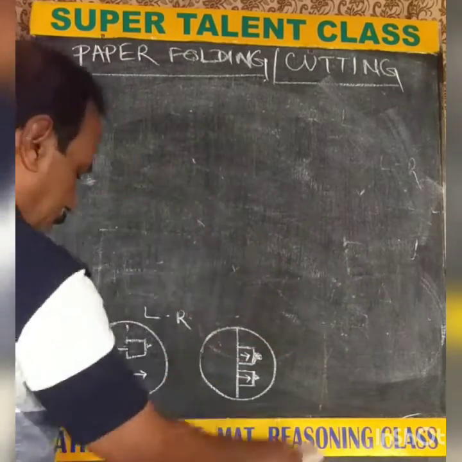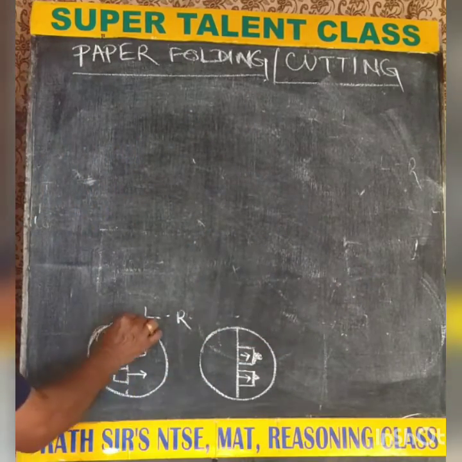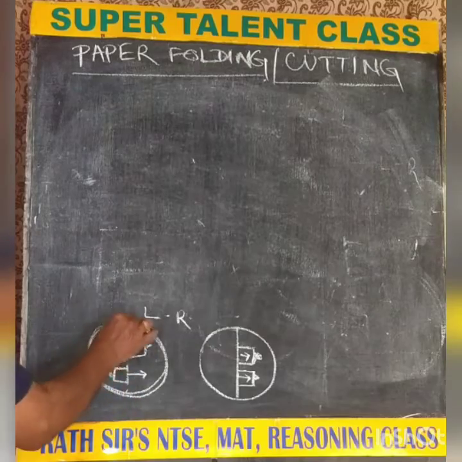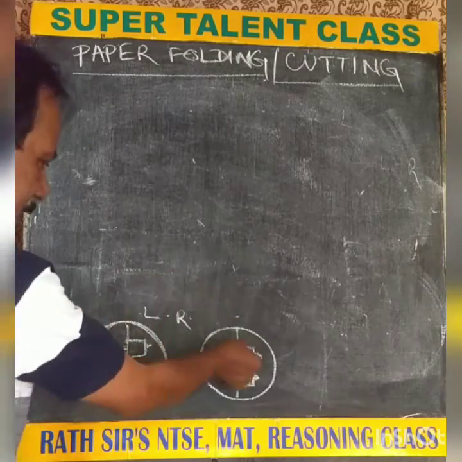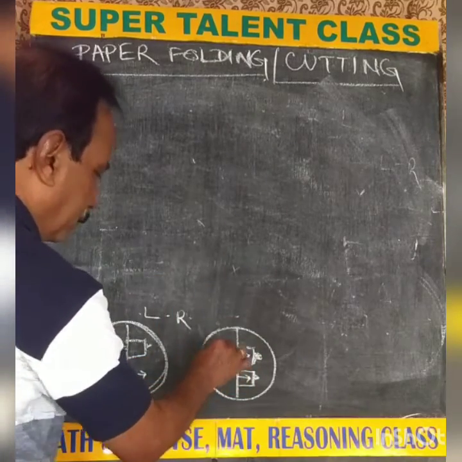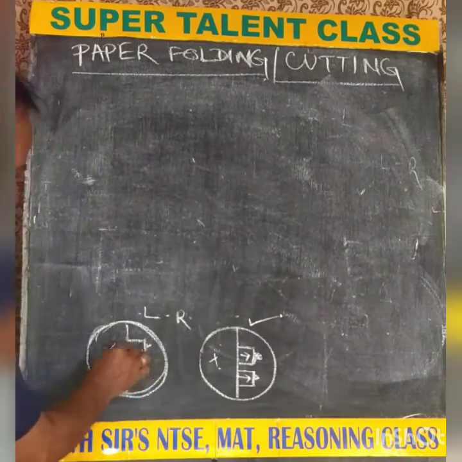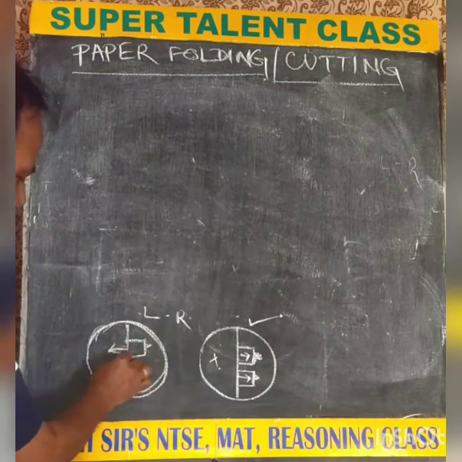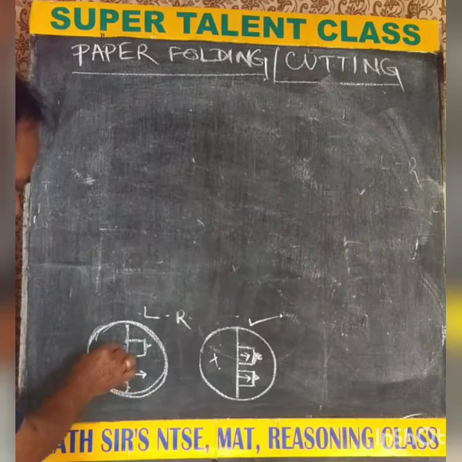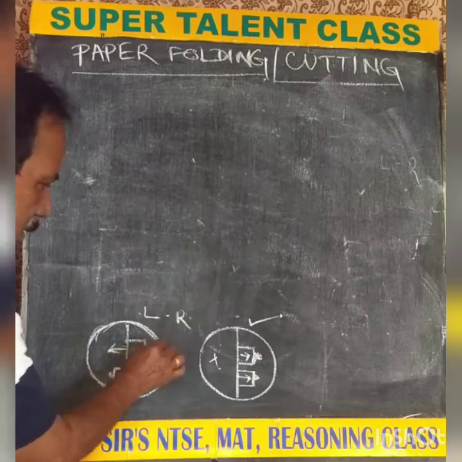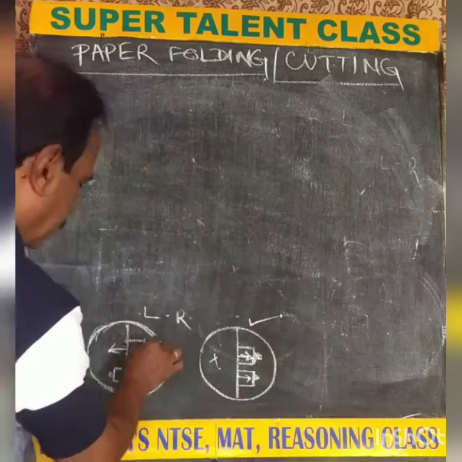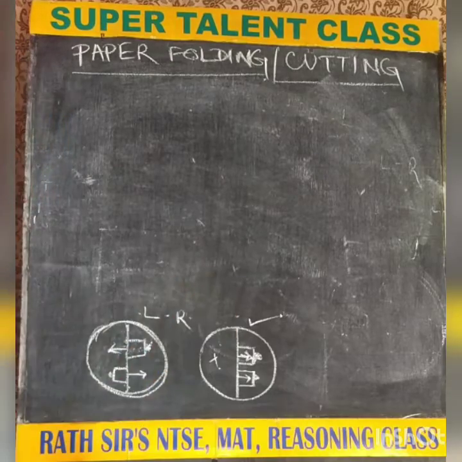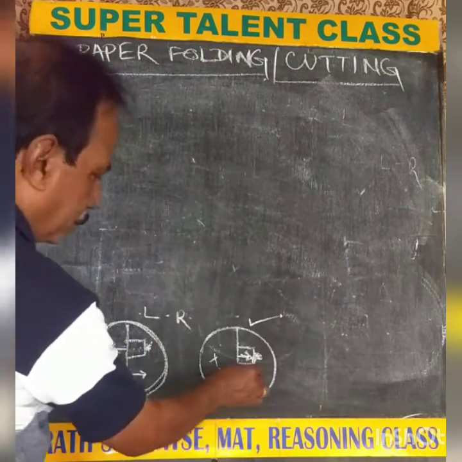U is equal to V. Here you see, this is the circle. Left to right, so left will be vacant, right will be fixed. When it will be folded left to right, what will happen? This arrow will be here. This arrow will be here. And this is the design, diagram, pattern you see.